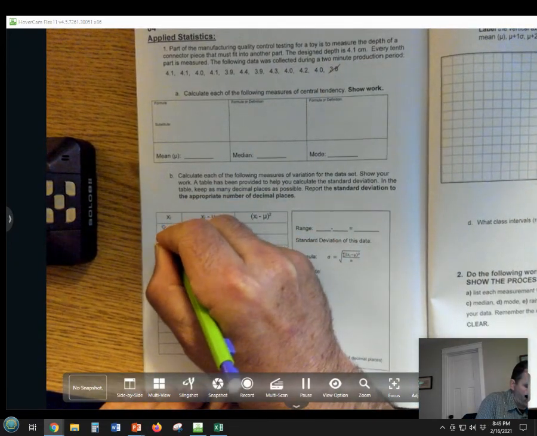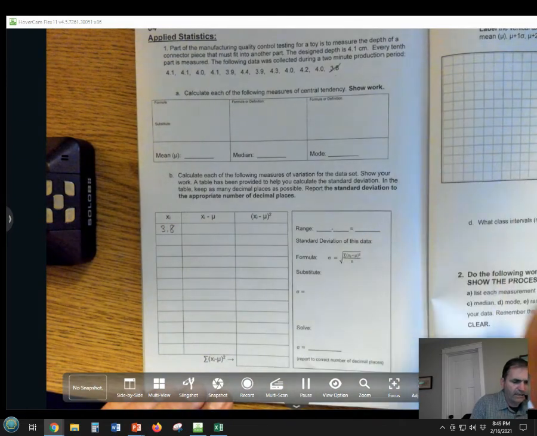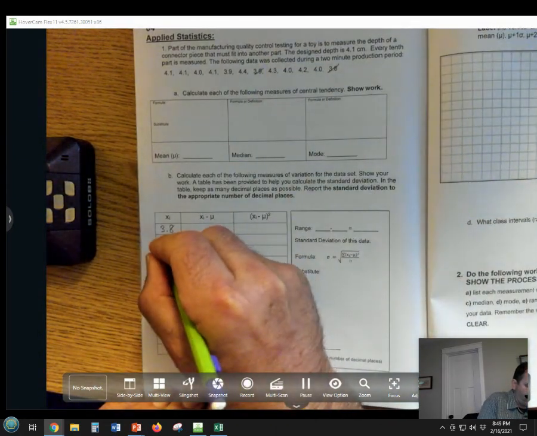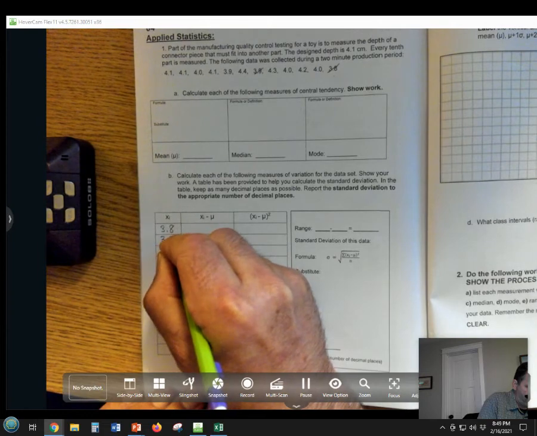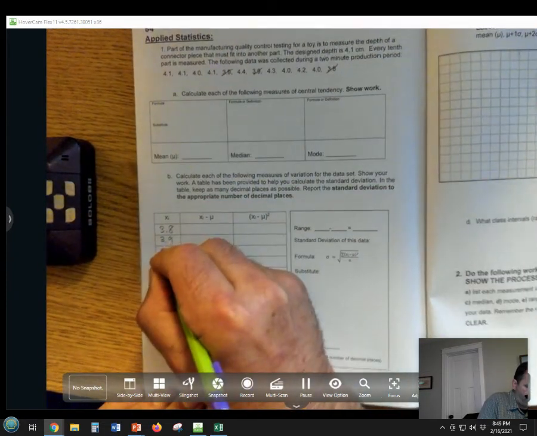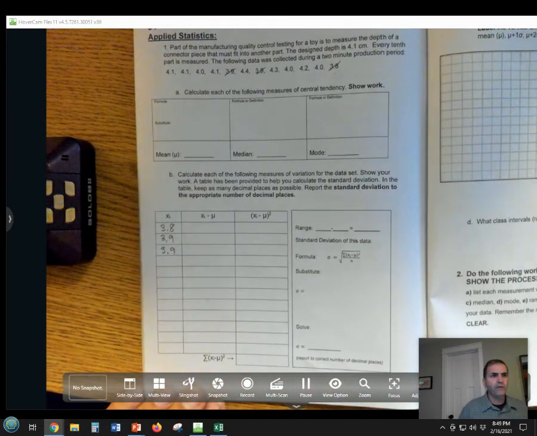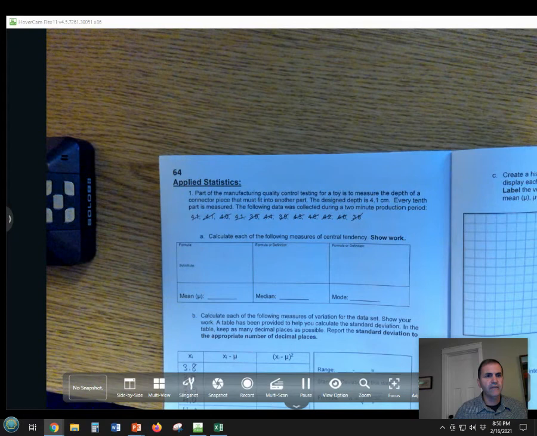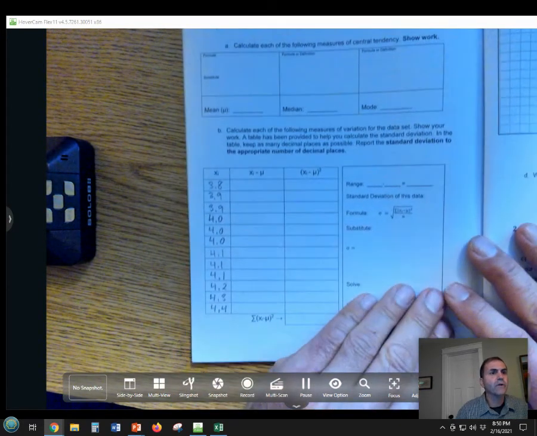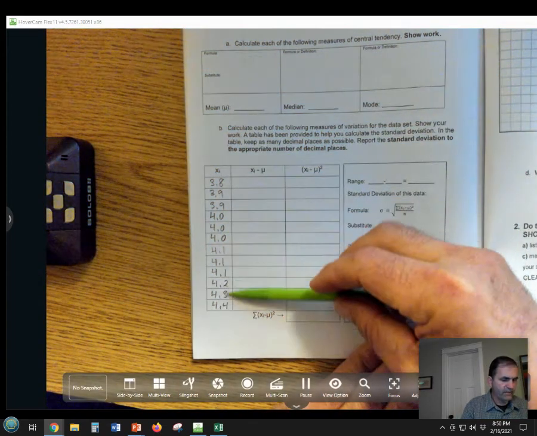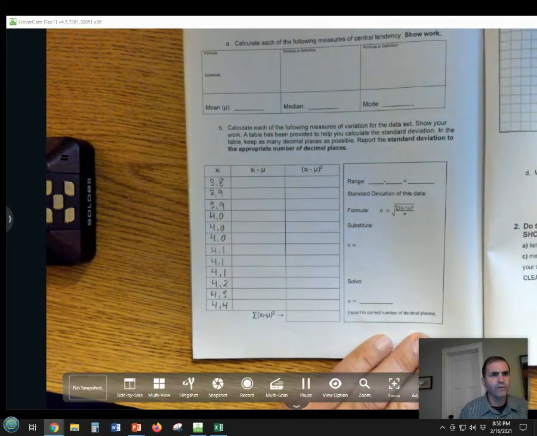So it's 3.8. There's a 3.9 and another 3.9. Go ahead and continue this chart. Pause if you'd like. By the time we're done, you should have this list in this order down here.